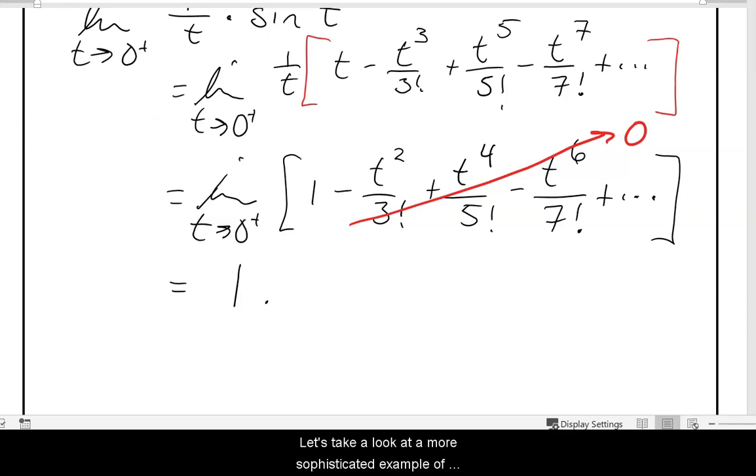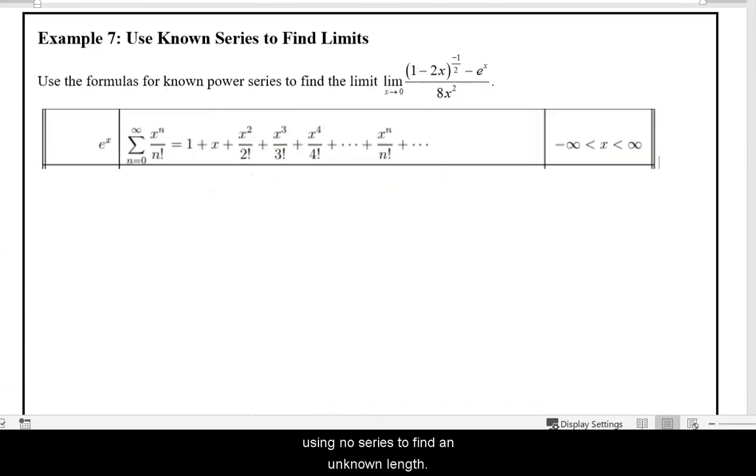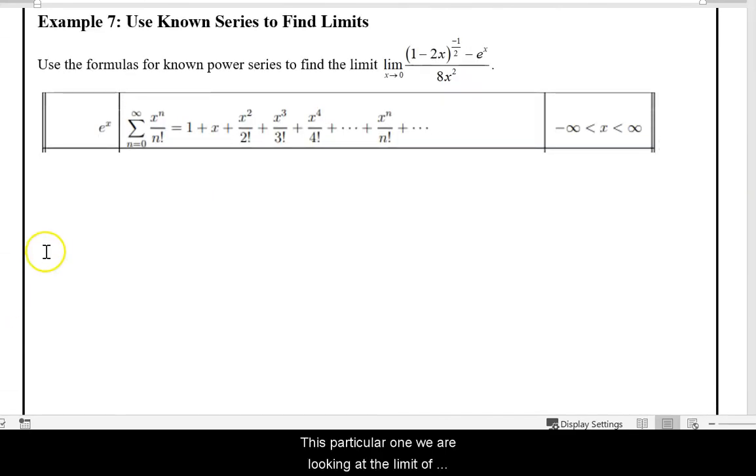Let's take a look at a more sophisticated example of using known series to find an unknown limit. In this particular one, we are looking at the limit of an expression that is not rational in form because it has an exponential inside of it. It also has a negative 1/2 power, which can be thought of as 1 over the square root. The 8x squared is polynomial in behavior, but because of the presence of the square root and the exponential, it's not rational.